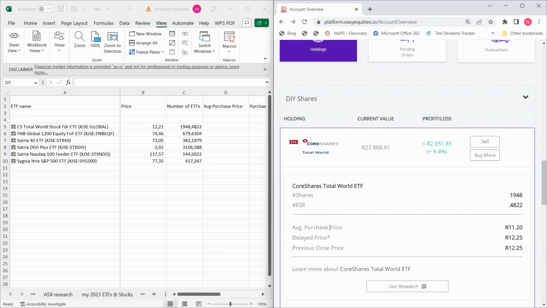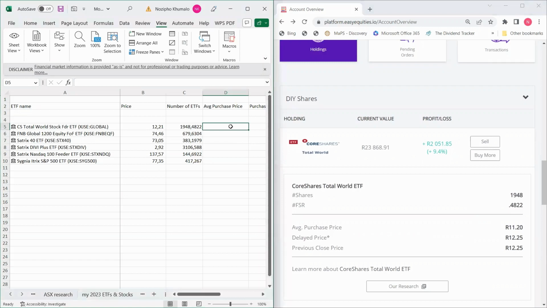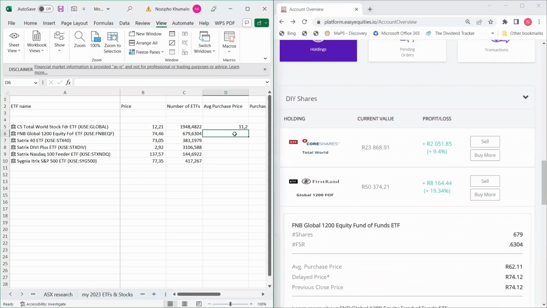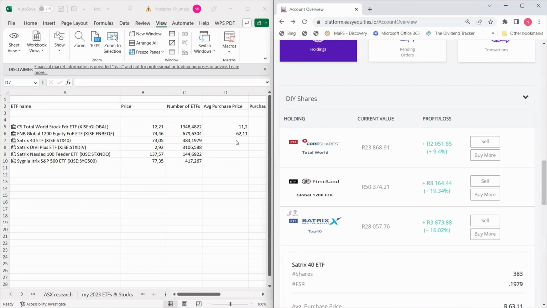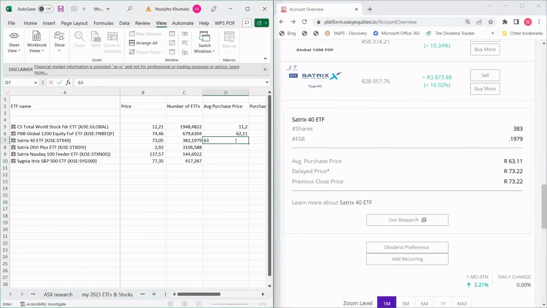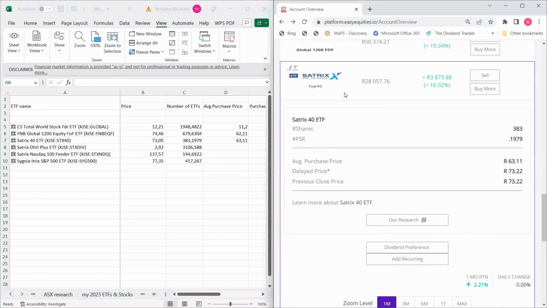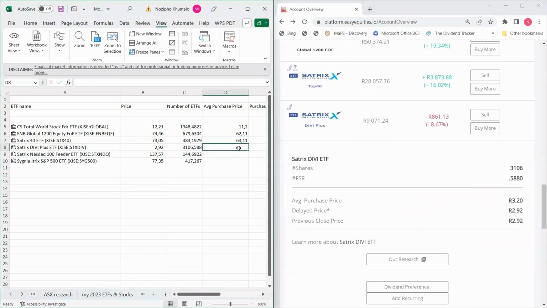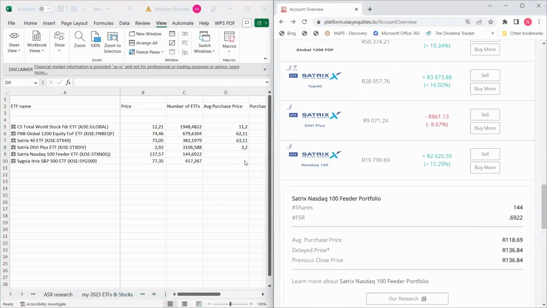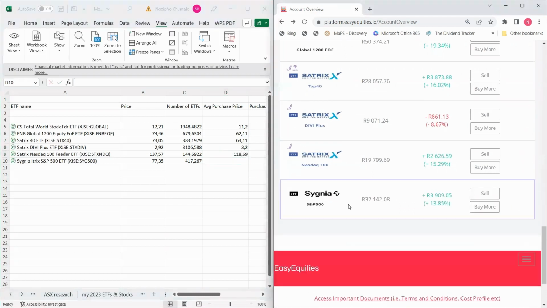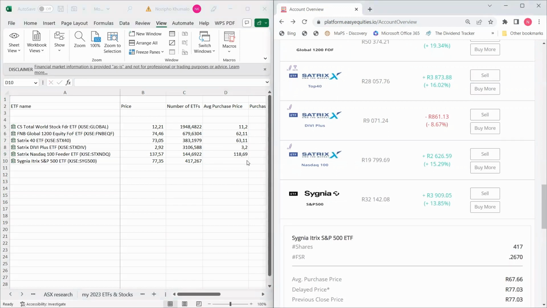So with me, here it goes, says average purchase price, 11 Rand 20. And then you also do the same for the rest. So let me just continue. This one, my average purchase price, 62 Rand and 11 cents. Satrix 40, average share price, 63 Rand and 11 cents. Move on to Satrix Divi. Average purchase price was 3 Rand and 20 cents. And then Satrix Nasdaq, average purchase price, 118 Rand and 69 cents. And then Sygnia S&P 500, average purchase price is 67 Rand and 66 cents.